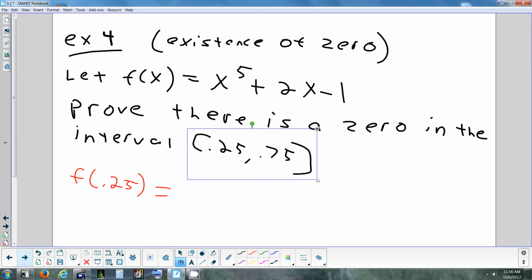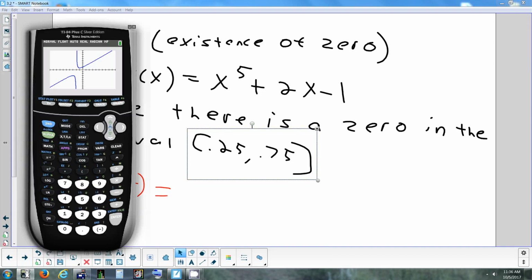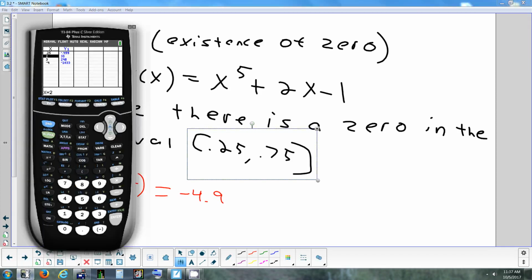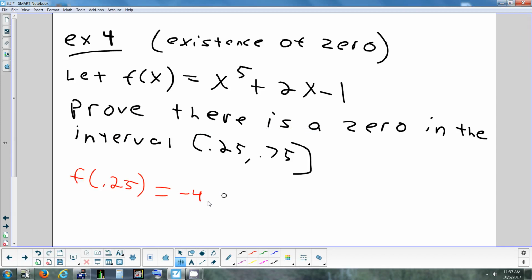All right, so I'm not using the graphing calculator to actually graph this. I'm just using it to speed up the calculation. So plus 2x minus 1. Now I'm just going to use my table. Let's plug in 0.25. Okay, you get negative 0.499. Okay, so we're at a negative.